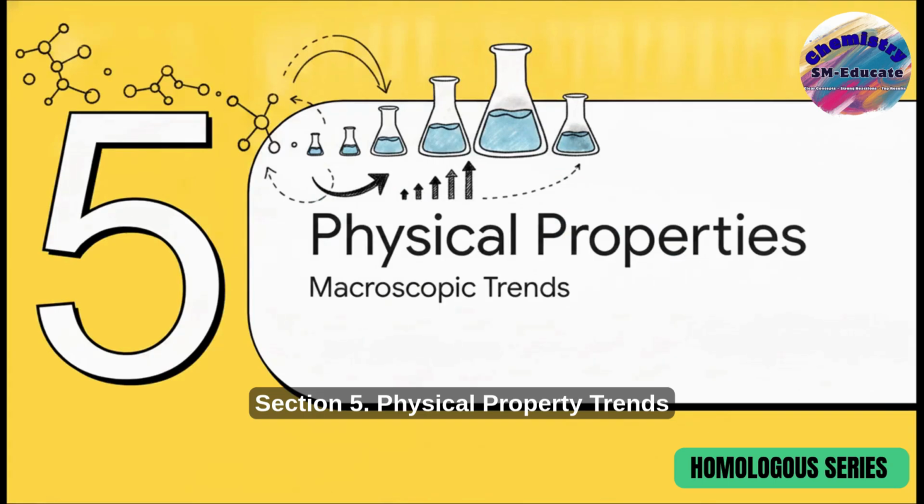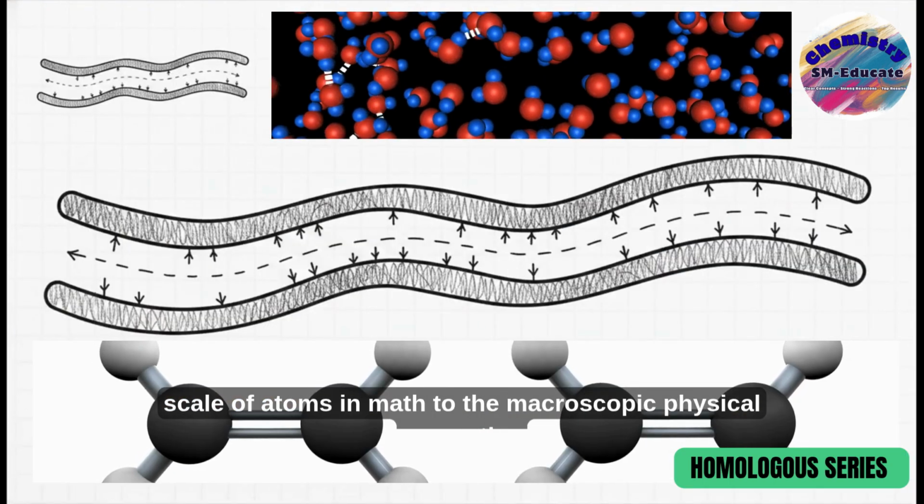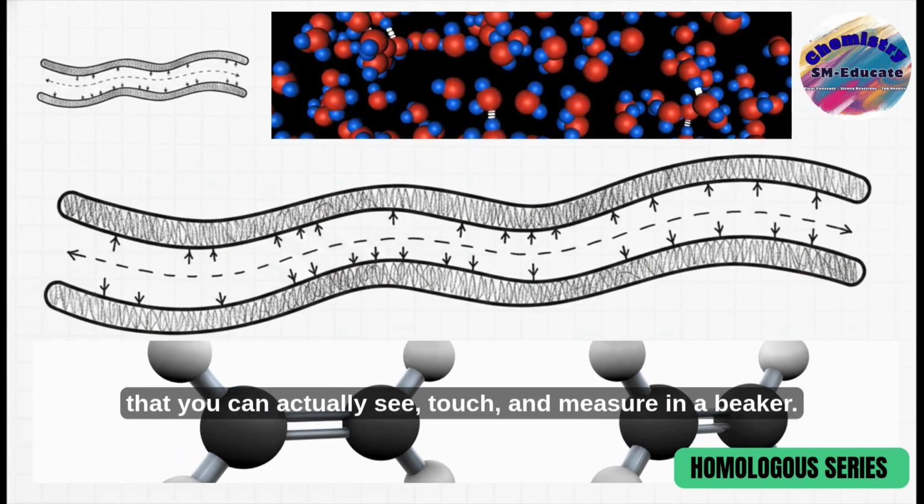Section 5. Physical property trends. Let's move along and see how this builds from the tiny nanometer scale of atoms in math to the macroscopic physical properties that you can actually see, touch, and measure in a beaker.